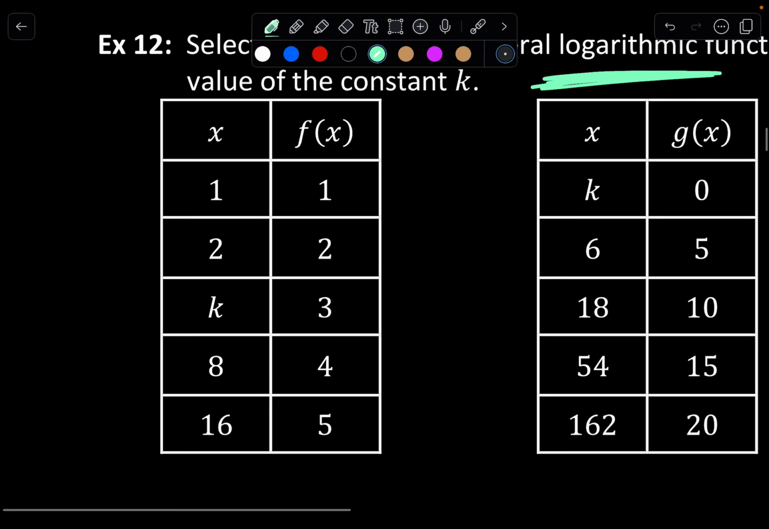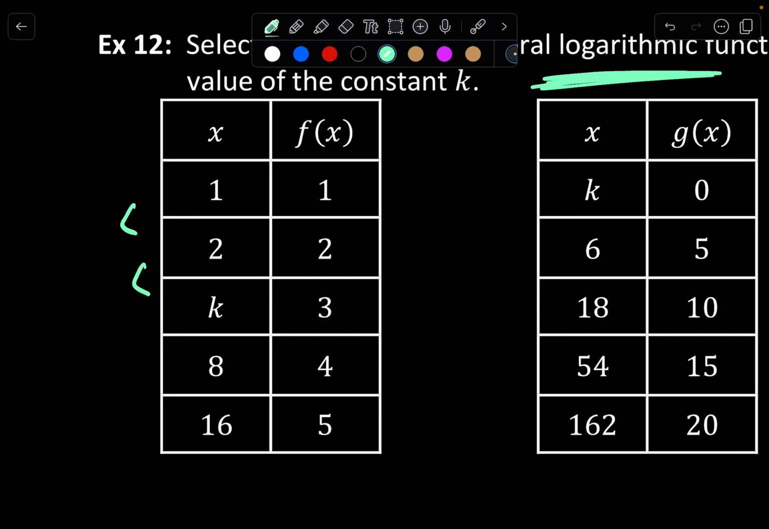So let's take a look at this one. We have the equal length output value intervals. We see 1 to 2 to 3 to 4 to 5. And then now we need to focus on the x values and see how they are changing. So we go from 1 to 2, 2 to k, k to 8, 8 to 16. I can see that these are changing by multiplying the previous input by 2. So times 2, I get 2. Times 2, we get k. Times 2, we get 8. And then times 2, we get 16.